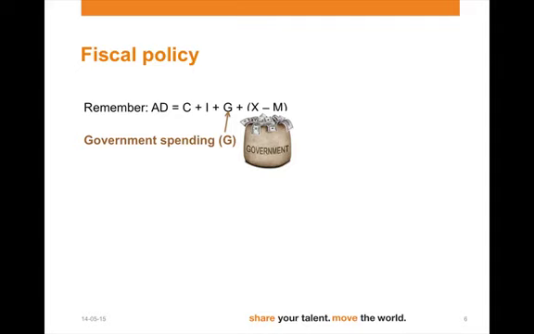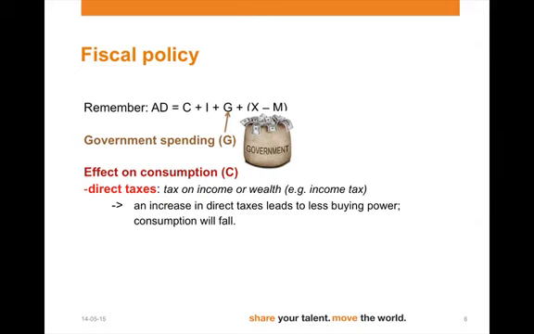A second method is focused on consumption. The government can choose to increase direct taxes. Direct taxes are taxes on income or wealth. That means that by increasing the direct tax rates, consumers will have less buying power. This means that consumption will fall.